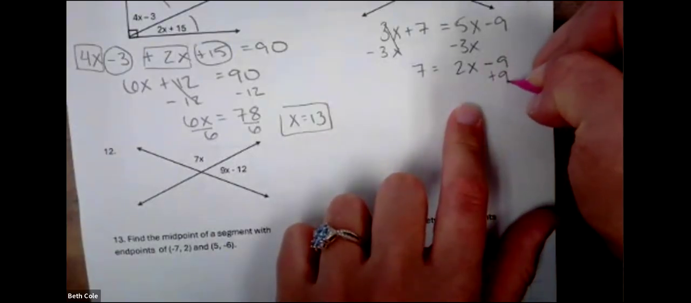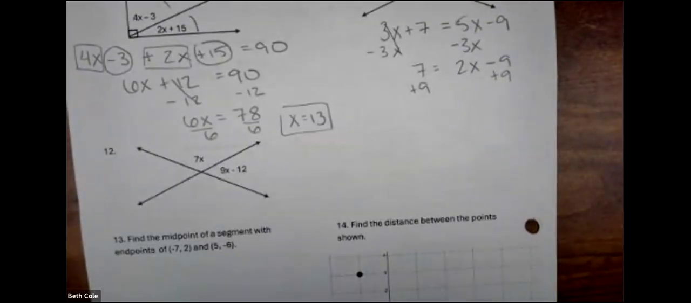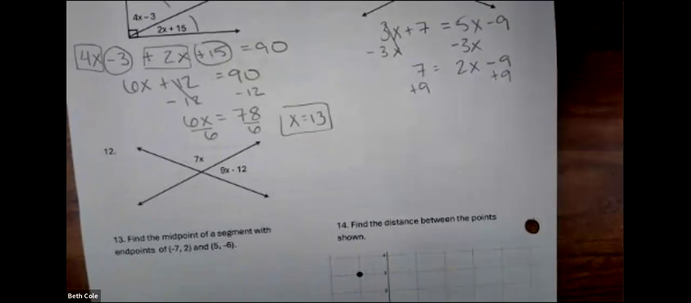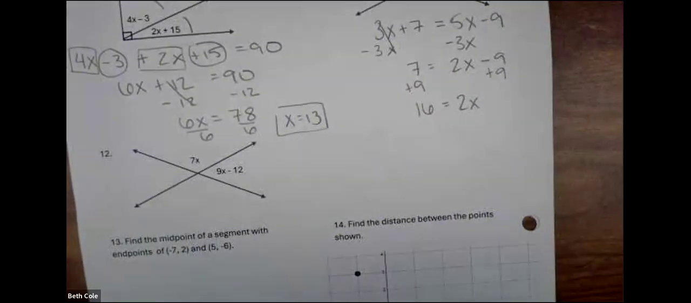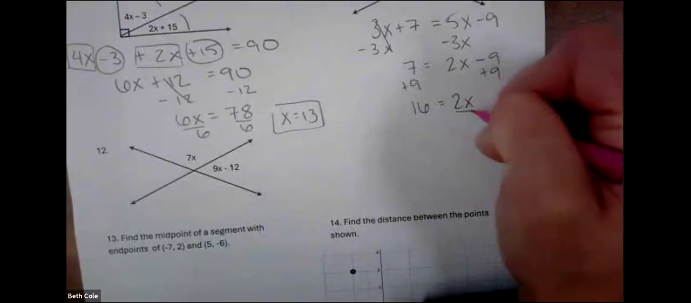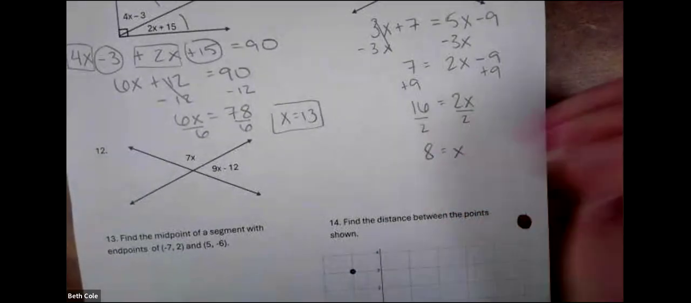We're going to add the 9 over. There you go. Not the x alone. So if you have the variable alone, you're going to move everything away from the variable. So that's going to give you 16 equals 2x. And then your last step is divide by 2. So 8 equals x.